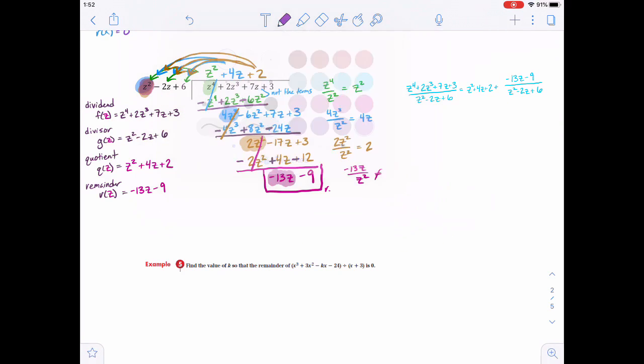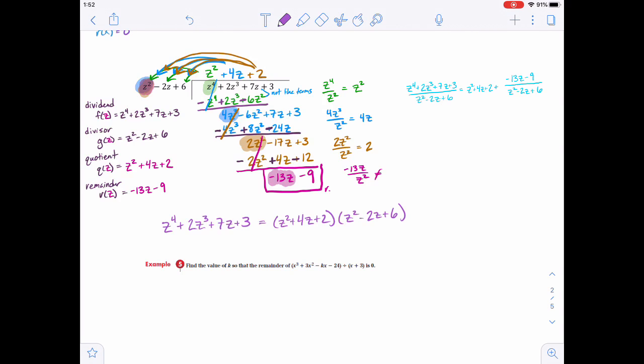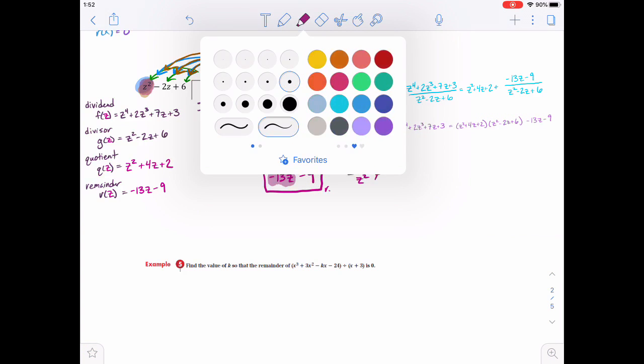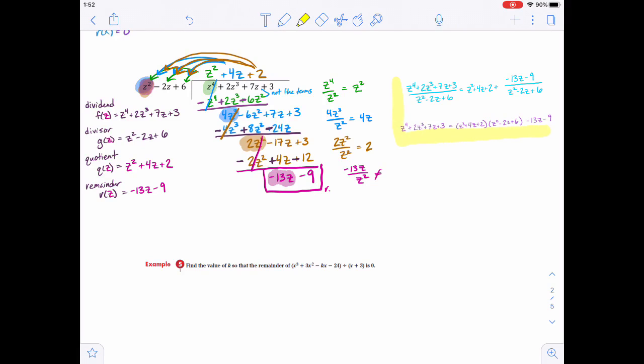All right, let's write it the other way. That's where we write f of x, our inside, z to the 4th plus 2z cubed plus 7z plus 3, is equal to our quotient, z squared plus 4z plus 2, times our divisor, z squared minus 2z plus 6, plus our remainder, which is negative 13z minus 9. So this is how we could write our solution to this problem.